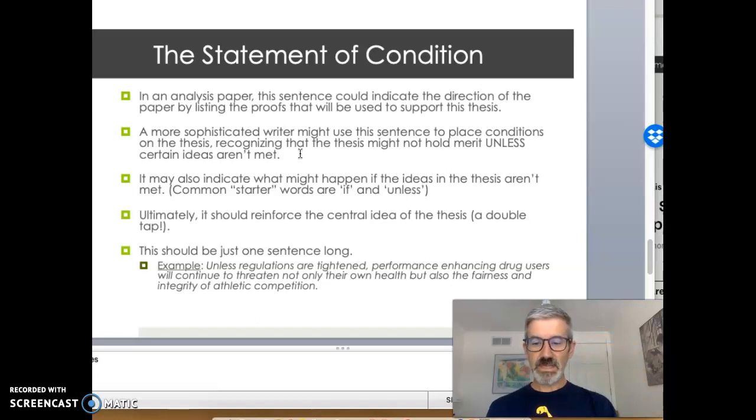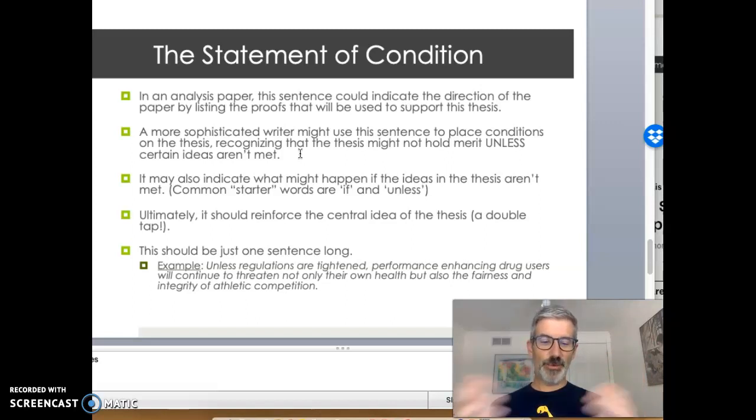Okay? It may also indicate what might happen if the ideas in the thesis aren't met. So common starter words of this sentence are words like if or unless. Okay? Ultimately, it should reinforce the central idea of the thesis.